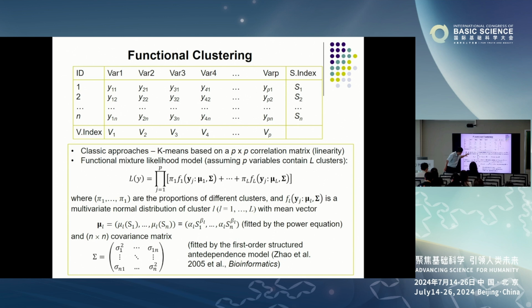Assume that each variable will belong to one of the clusters. Each cluster follows Gauss distribution. So with a mean vector like this, which can be fit by power equation. And with the covariance matrix like this, the covariance matrix has structure. So we may not estimate all elements in the matrix. We just estimate the parameters which fit the structure of this matrix. For example, the first order structured antedependence model, or SAD1, can be used to model the structure of the matrix. Of course, there are many other approaches. You can try many different approaches and choose the best one, which can fit your data.